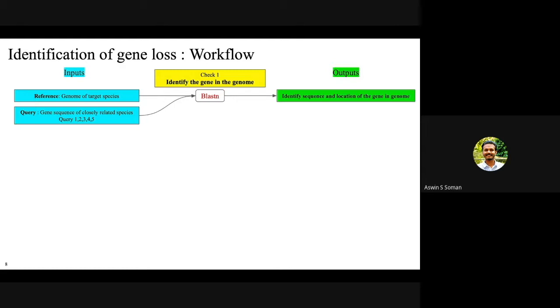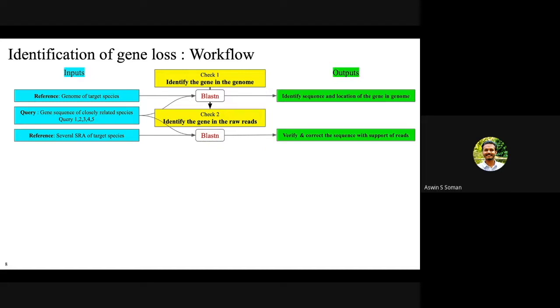Since the genome can have assembly errors, we can look at the unassembled raw sequencing reads from several sequencing experiments of the same species. In that way we can tackle the errors in the assembly.